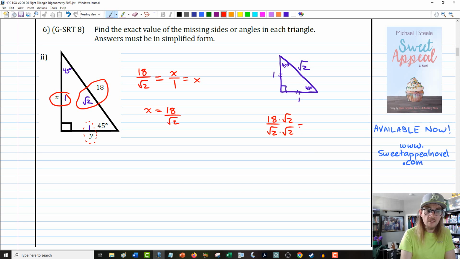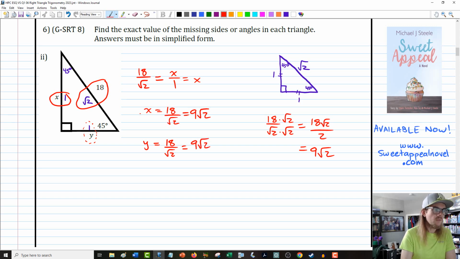Again, not a requirement in every class, but consult your doctor, consult your teacher just to kind of check to see. We're going to get 18 root 2 over 2, which simplifies pretty clearly to 9 root 2. So in other words, x is equal to 9 root 2, and y is equal to the exact same thing because they are congruent to one another. So I'm just going to write the exact same thing, and then I'll box them both at the same time.